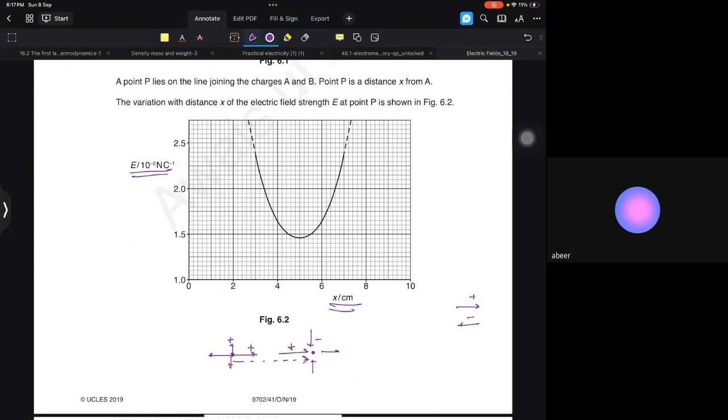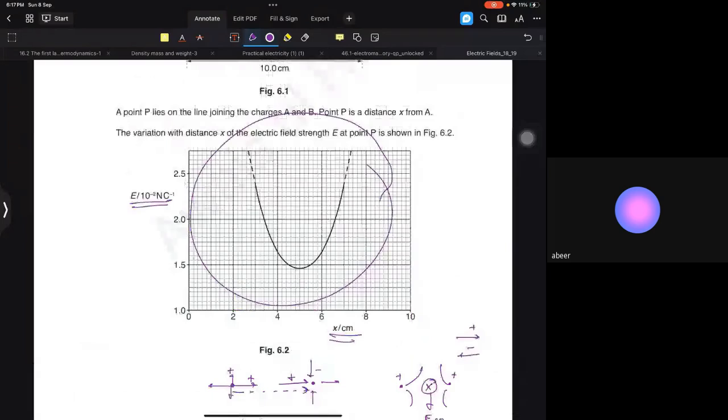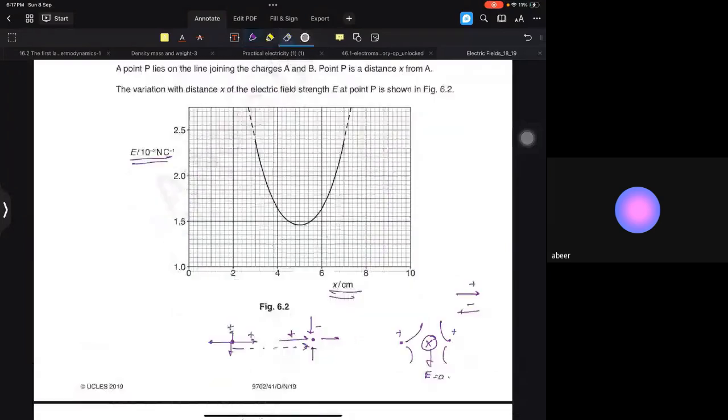The other thing you can check is if these were same charges, obviously they would have a null point in the middle. And null point means at this point electric field strength should be zero. But in this graph, no matter where you look, electric field strength is never zero, which means it is a graph between two opposite charges. Is that clear, kids? Or unlike charges? Yeah, so this is what you need to keep in mind.